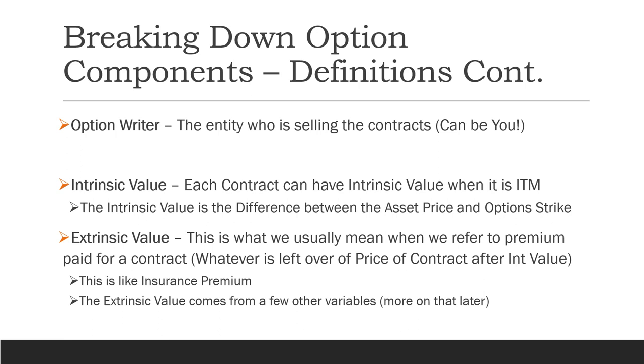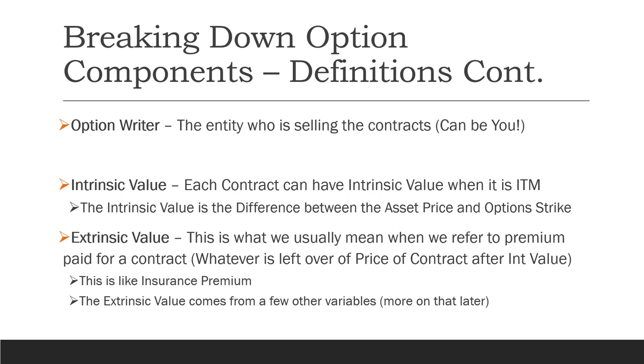Intrinsic value. When a contract is in the money, it has intrinsic value because it's basically the difference between the asset price and the option strike. So like earlier in that example with Apple, if Apple was at $180 and our strike is $150, that means our intrinsic value of the option is $30, right? It's just the difference between the strike and the asset price.